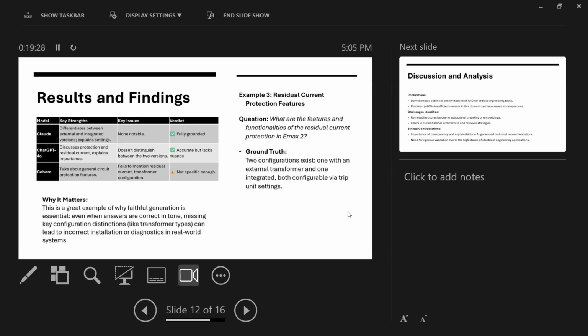Excellent answer. However, ChatGPT-4o discusses protection and the current and explains important points, but doesn't distinguish between two versions, which is accurate but lacks nuance. For Cohere, it talks about general circuit protection features, but fails to mention residual current transformer configuration, which is not specific enough. And this is a great example of why faithfulness of generation is essential. Even when answers are correct in tone, missing key configuration distinctions like transformer types can lead to incorrect installations or diagnostics in real-world systems.